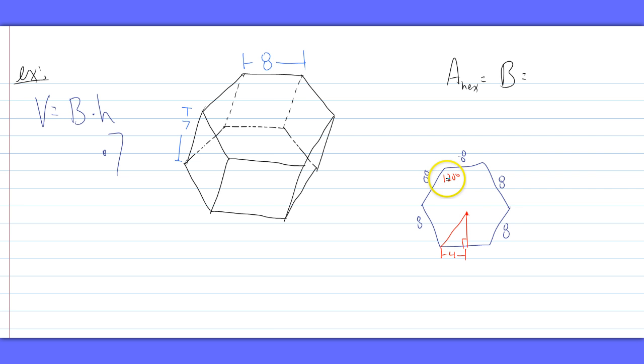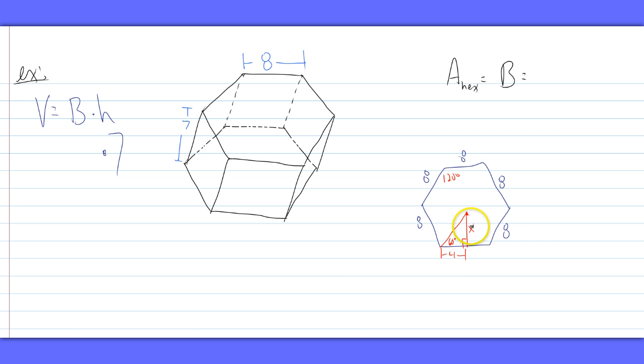And the reason why that's significant is because when I draw in this radius, I know it bisects that 120 degree angle to give us a 60 degree angle. Now we're going to work with this little right triangle down here. This length is 4. The apothem, which I'll call x, is something that we want to find.